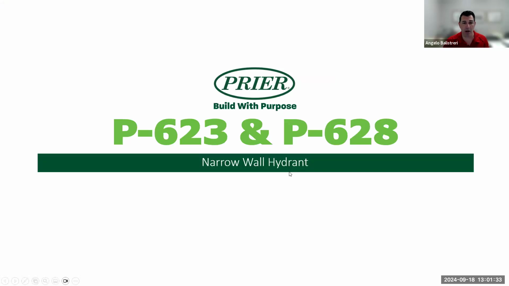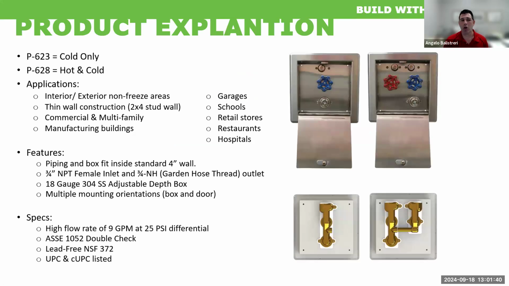The last product I'll talk about is a newer product that we just launched for a narrow wall application. So our P623 and our P628, the only difference is one's cold only, one's hot and cold. These are designed to provide a water service to a narrow wall. So if you're looking at a 2x4 wall, a lot of times that space constraint means that you can't put a standard valve in, especially if you're trying to recess it into a box.